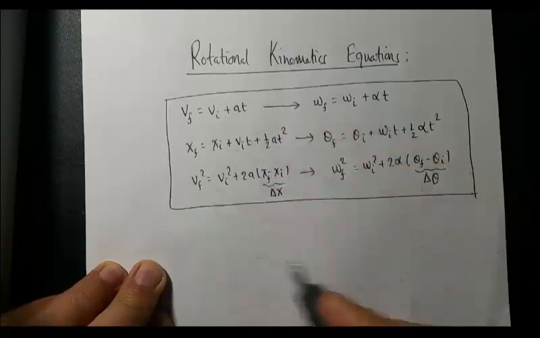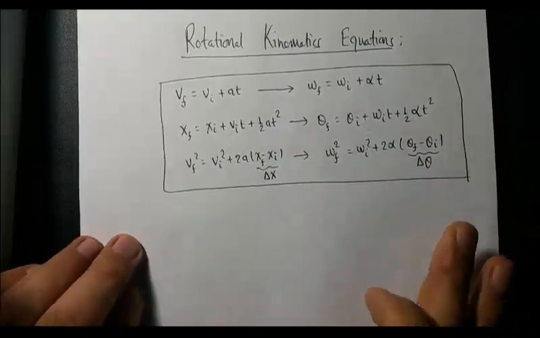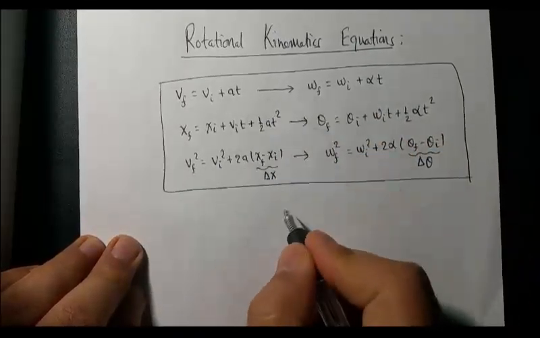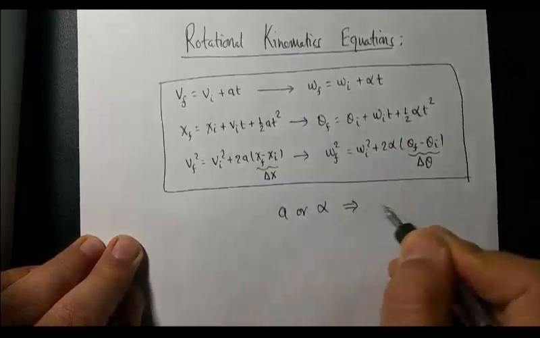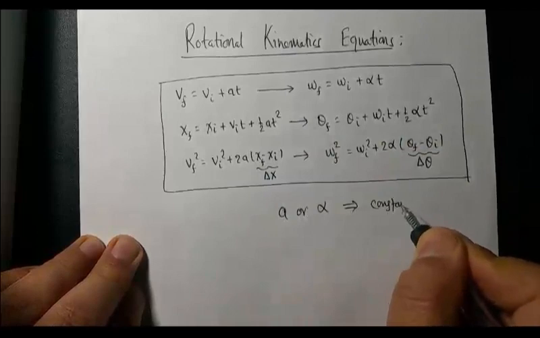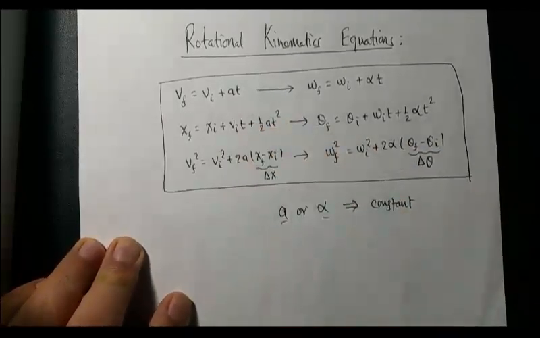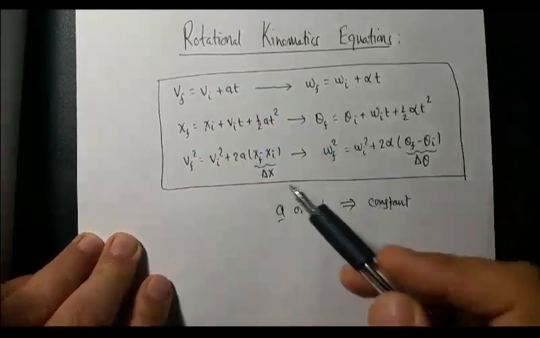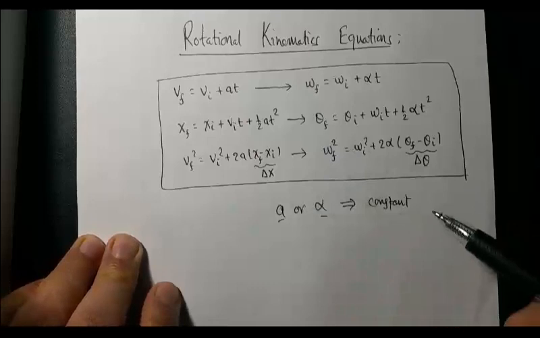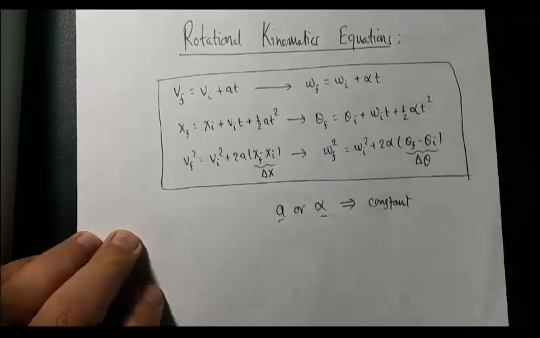We'll be using all these formulas to solve some kinematic problems. However, be careful that these formulas are only for constant a or alpha. You can use these formulas only if the acceleration is constant. If acceleration is not constant, then you'll have to use calculus, which I'll show you in more examples. Okay guys, so let's get started.